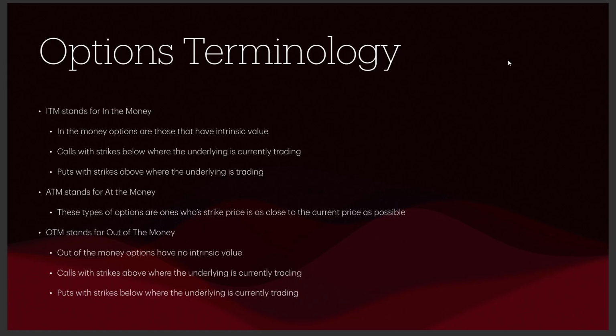At the money, ATM, stands for at the money, and these are just the strikes closest to where the underlying price is currently. Out of the money is options that have no intrinsic value, meaning that you wouldn't be able to exercise them, so they don't really have any value to the buyer at the time that you own them. Calls with strikes above where the underlying price is currently trading are considered out of the money, and puts with strikes below where the underlying is currently trading are considered out of the money as well.